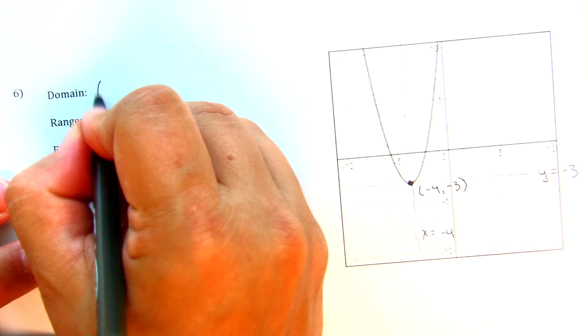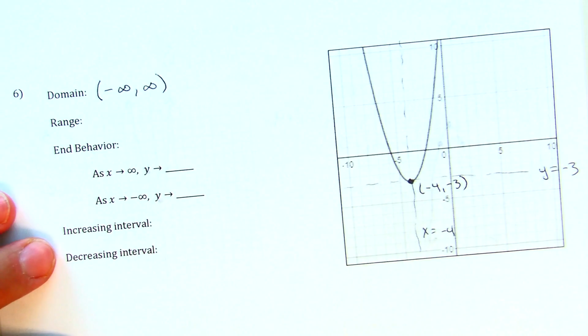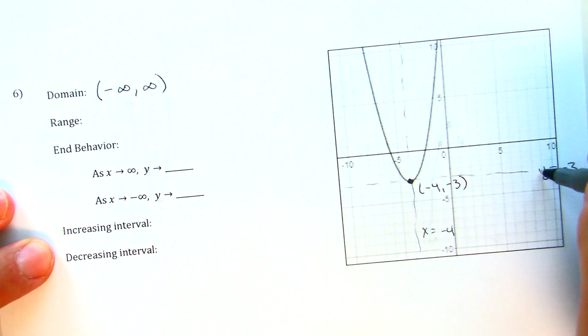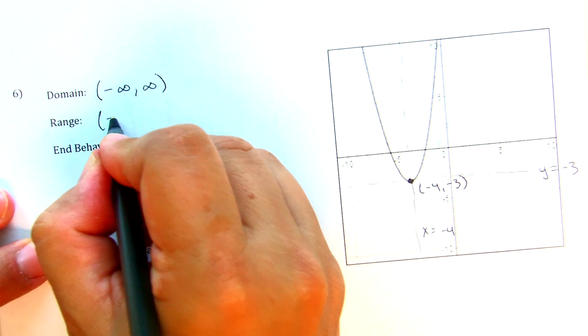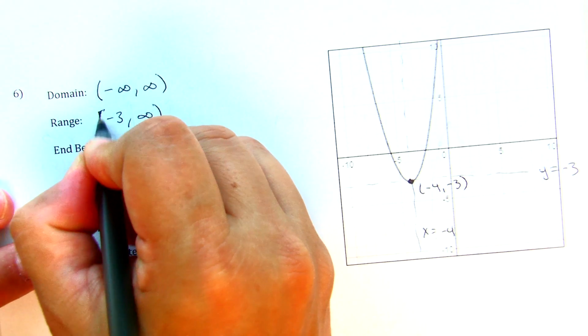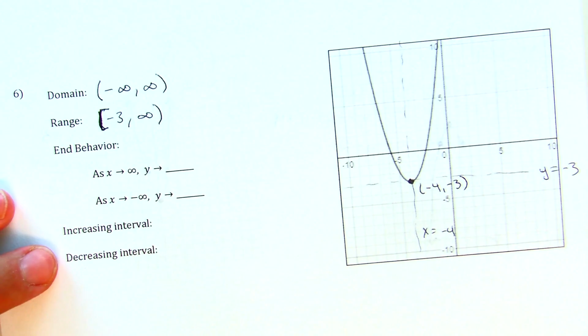Well, the domain, always, for quadratic functions, is negative infinity to infinity. The range, everything is from negative 3 up. So my range is negative 3 to infinity. And it includes negative 3 because it does get down to negative 3, so we have to put a square bracket there. What about the end behavior?